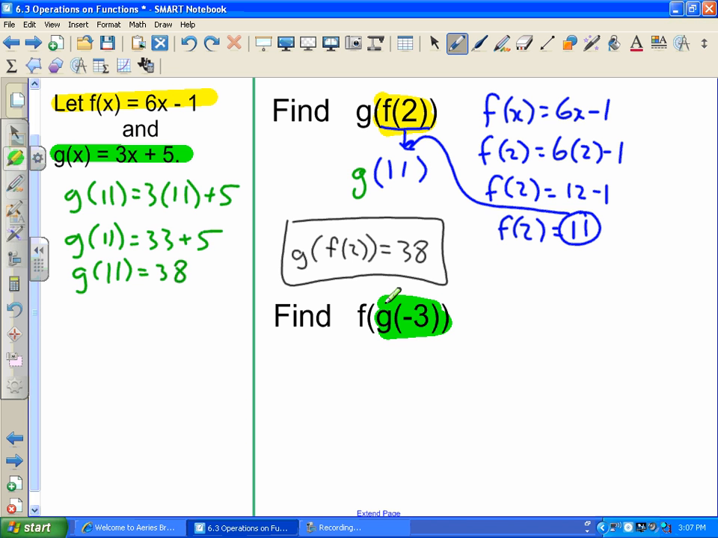All right, f of g of negative 3 is what we're going to do. We need to find g of negative 3. G of negative 3, I'm going to do it right up here.